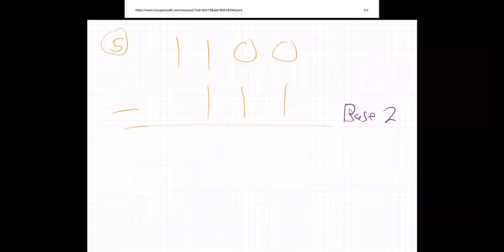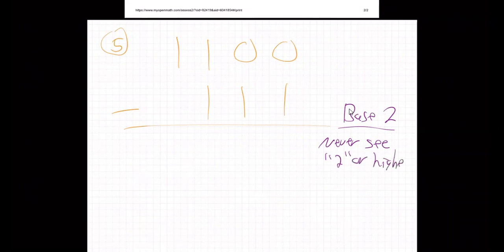So how do we subtract in base 2? You know the rule. We're never going to see 2 or higher. Instead, borrow 2, right? In base 2, we're always going to be borrowing 2. We're never going to see 2 or higher. All right, here we go.